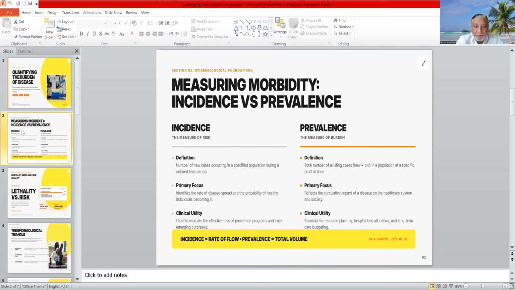Cumulative means overall. Clinical utility of incidence is used to evaluate the effectiveness of prevention programs and track emerging outbreaks. And here, clinical utility of prevalence is essential for resource planning, hospital bed allocation, and long-term care budgeting. Incidence rate flowing into prevalence is equal to the total volume, or total burden, of the disease.